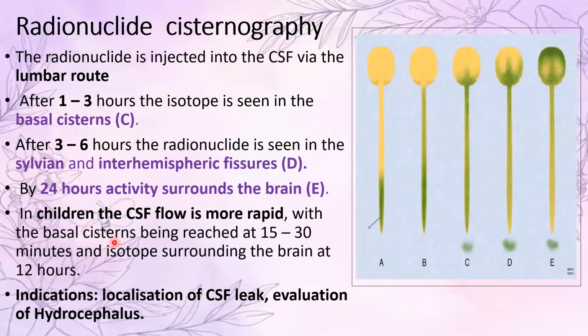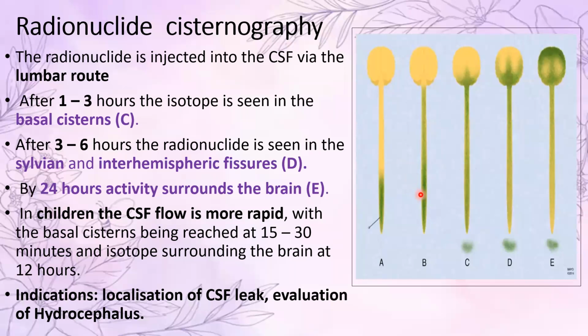There are a few procedures which are related to the cisterns, one of which is radionuclide cisternography. This is done to localize CSF leak and to evaluate hydrocephalus. In this procedure, a radionuclide is injected into the CSF via the lumbar route, and then pictures are taken over several time intervals to notice the spread of the radionuclide.